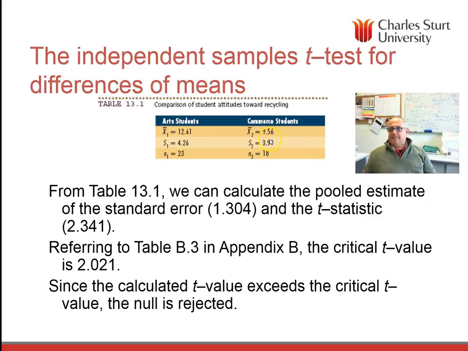Now, as you can see, here are some differences towards recycling, and it looks like art students recycle more than commerce students. There's some variability around the sampling, and we pull that variability in, and once we do that calculation, we end up with a t-statistic of 2.34, which means the null is rejected. That is, these two groups are different. So we have enough evidence to say the groups are different, and therefore that art students actually recycle more than business students.